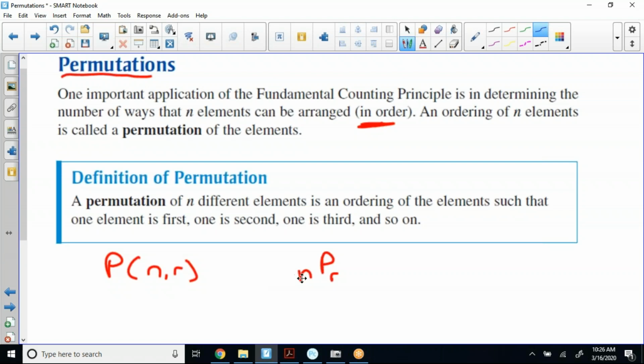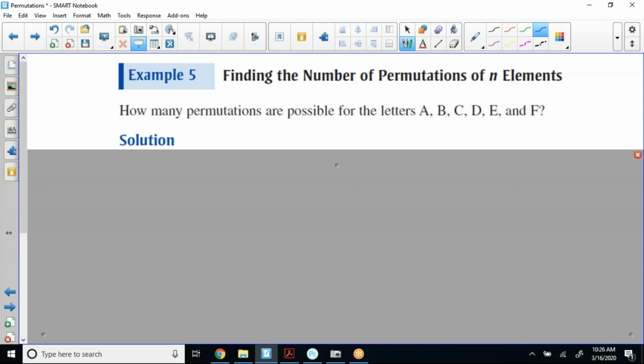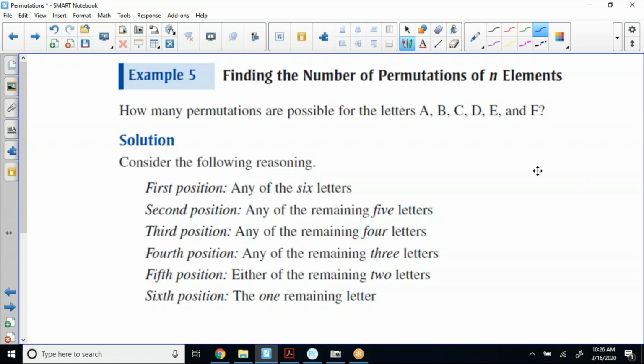Just so you kind of know, we'll work it on the next one, but let's look at this one. How many permutations are possible for the letters A, B, C, D, E, and F? Let's go through one and make it make a little more sense.